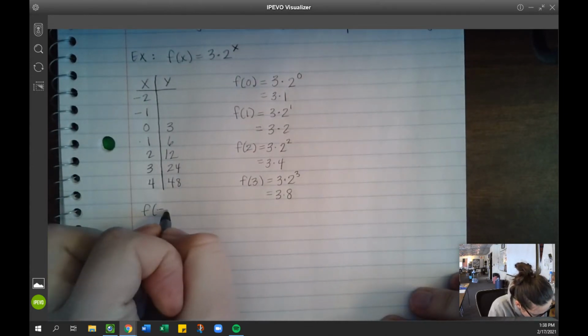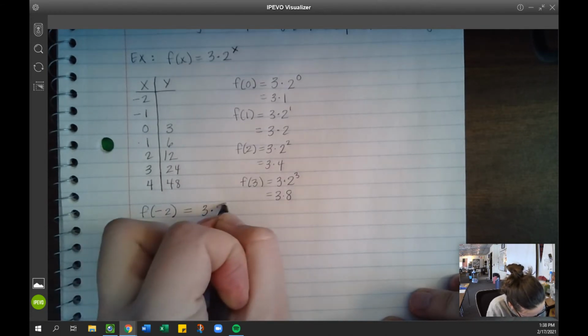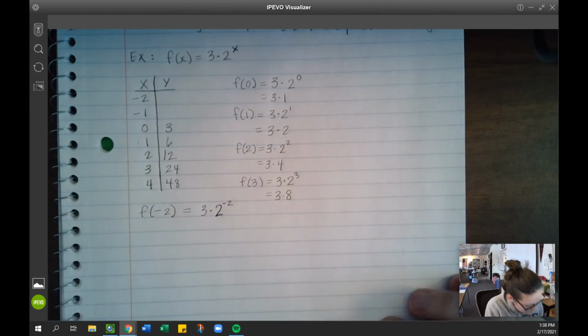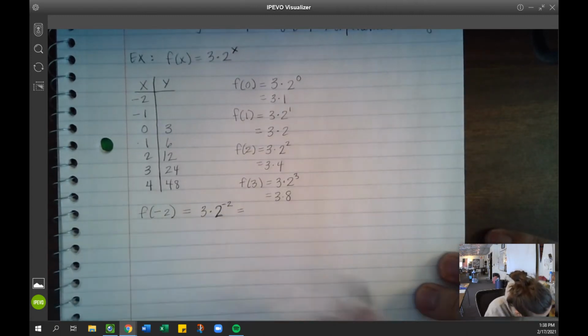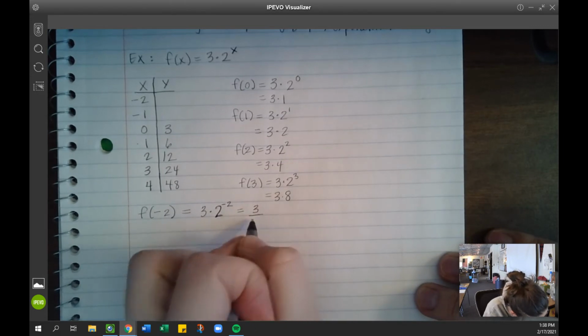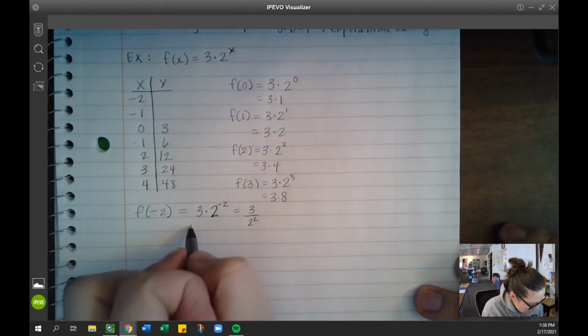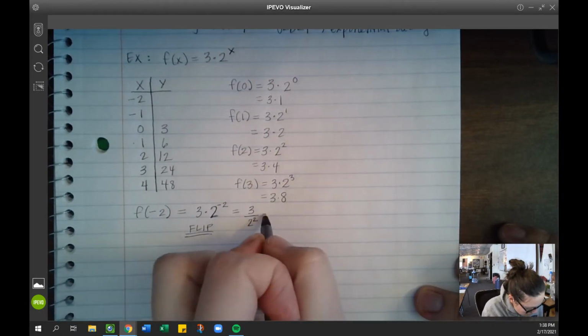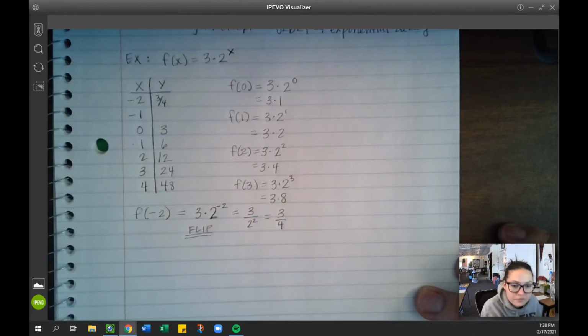Okay, now let's deal with those negative numbers. What happens when I do f of negative 2? So I'm going to have 3 times 2 to the negative 2. Okay, so I know it's been a while since we've talked about this. This was way back at the beginning of the year. But when you have a negative exponent, you have to flip it. So anything that has a negative exponent gets flipped to the denominator. So I would have 3 over 2 squared, which gives me 3/4. f of negative 2.